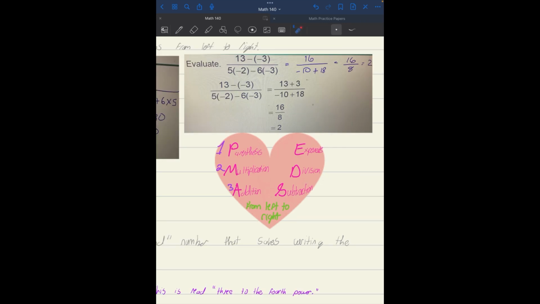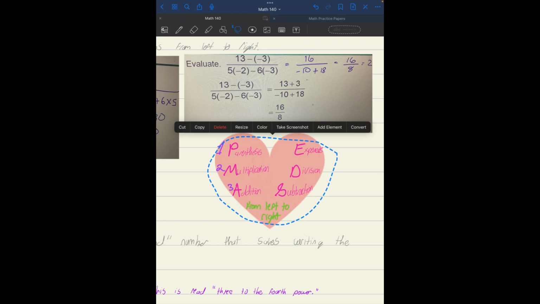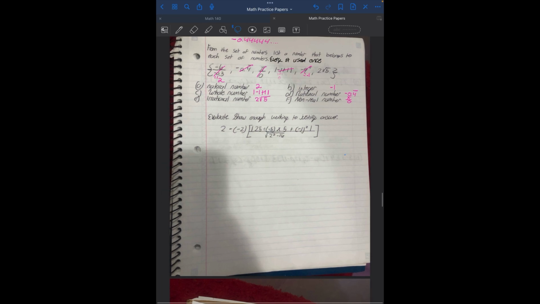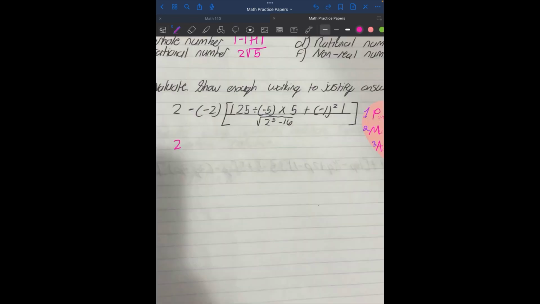So this is the first layer. You do all parentheses and exponents in the equation first. Then the second layer, multiplication and division from left to right. Third layer, addition and subtraction from left to right. So multiplication and division from left to right, right? So we see we have multiplication right here, left to right.